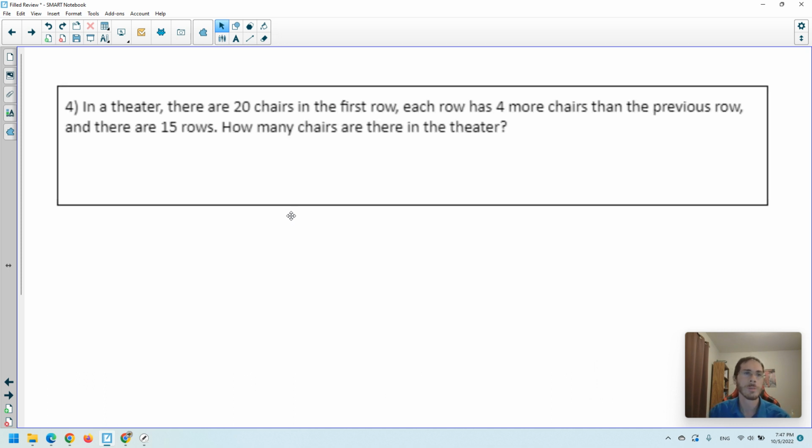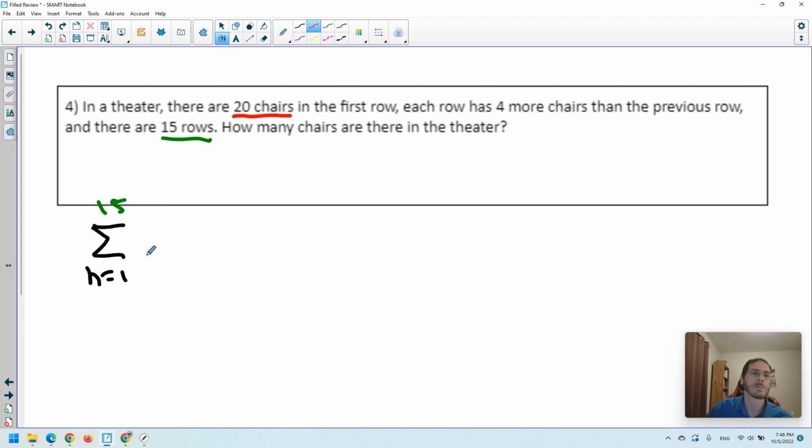Number 4 is very similar. In the theater, we have 20 chairs in the first row. Each row has 4 more chairs than the previous row, and there are 15 rows. How many chairs are there in the theater? All right, for this one, we know that there are 20 chairs in the first row. We don't know how many there are in the last row. Since we don't know that, I feel like this is going to be a better one to use sigma for than the sum formula, because we do know how many rows we have. We have 15 rows. And we know how many are in the first row.